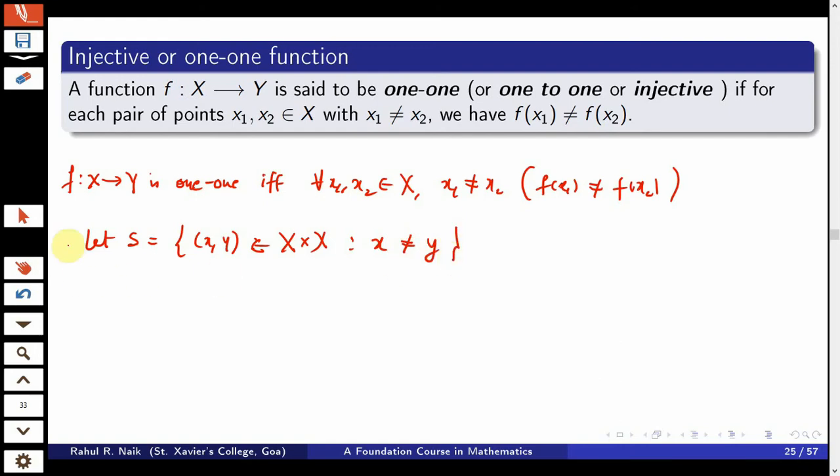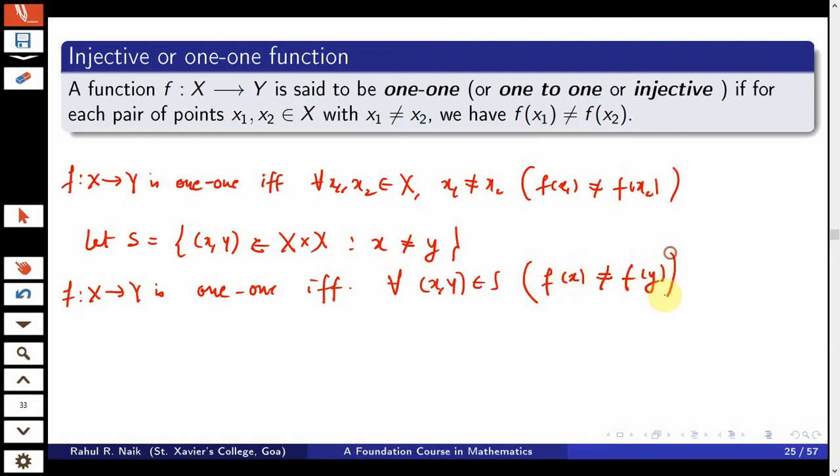So, using this S, I can say that the function f from X to Y is 1-1 if and only if for all x comma y in this S, that is, x is not equal to y and x and y are coming from the set X, we have the property f of x is not equal to f of y. So, if this is satisfied for every element in S, we say that the function is 1-1.